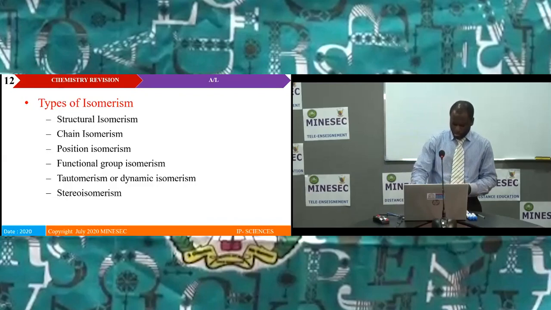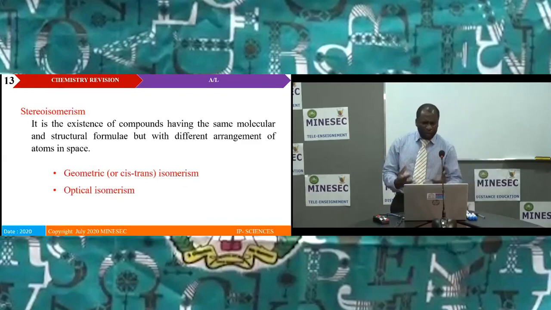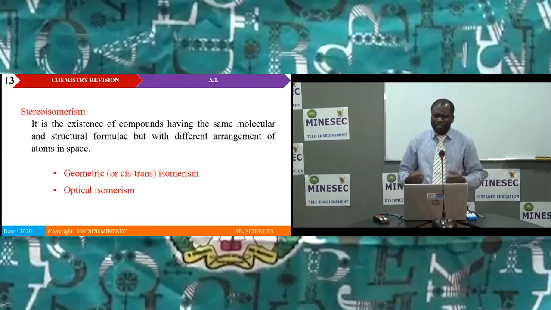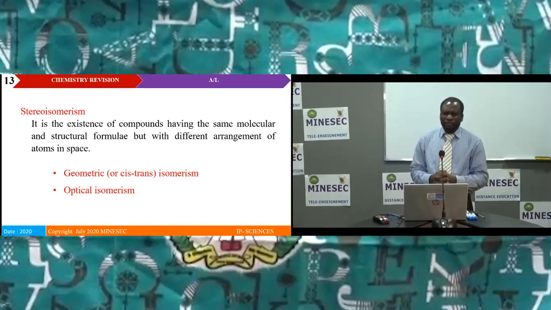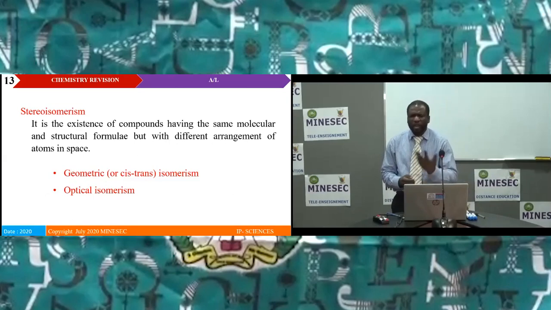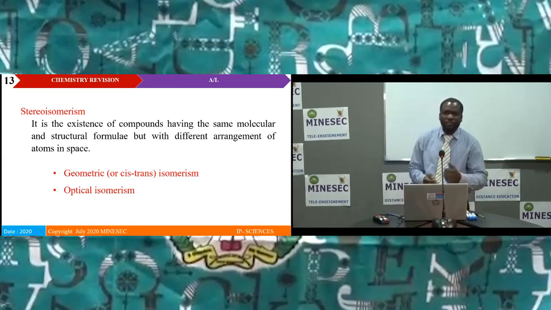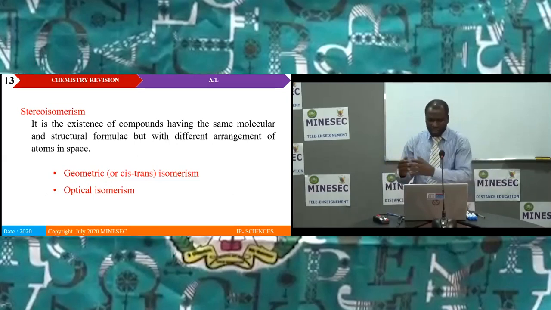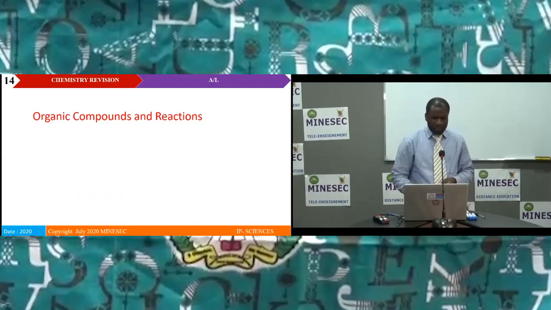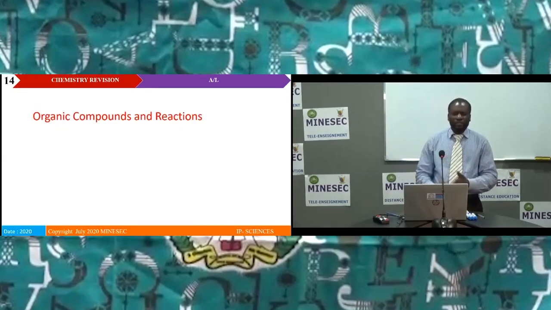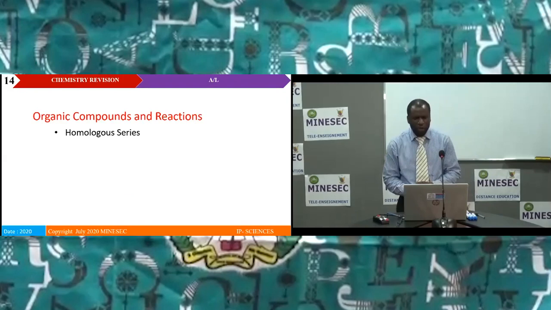stereoisomerism, which is the existence of compounds having the same molecular and structural formulae, but differ in the arrangement of atoms in space. We have two types: geometric, that is cis-trans isomerism, and optical isomerism. Organic compounds and reactions. The homologous series.